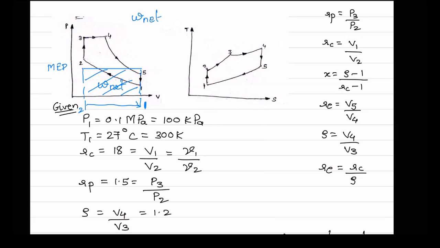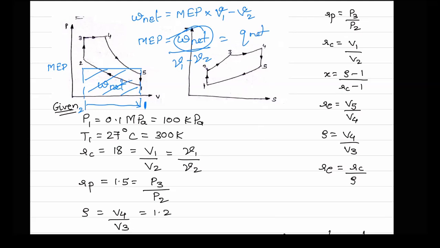So W net, what will be area? Height of this rectangle, which is mean effective pressure, into length of this rectangle, which is V1 minus V2. So I can write V1 minus V2. But this will be small v because I am writing here small w. So mean effective pressure will be equal to W net upon V1 minus V2. What is W net? W net is Q net. So Q net upon V1 minus V2.